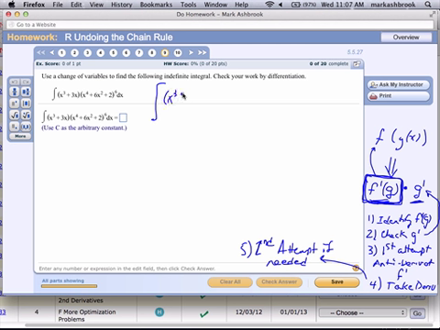X cubed plus 3x times x to the 4th plus 6x squared plus 2 to the 6th dx. Does it look like it could be the result of a chain rule? Yeah, because there's two pieces here. Okay, so we want to see that as f prime of g times g prime, if it is indeed the result of a chain rule.